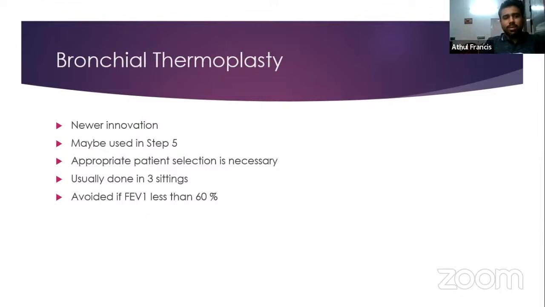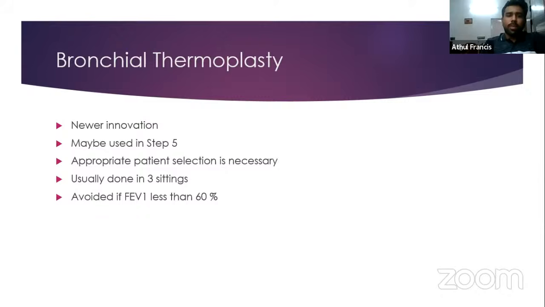Usually done in 3 settings. One important point to note here is it's not recommended if your FEV1 is less than 60%. And according to GINA, there have been chances of recurrence as well. In many studies, you can reduce the dose of steroids. Now, how useful is that? Time only will tell. Studies are still being undertaken in bronchial thermoplasty.